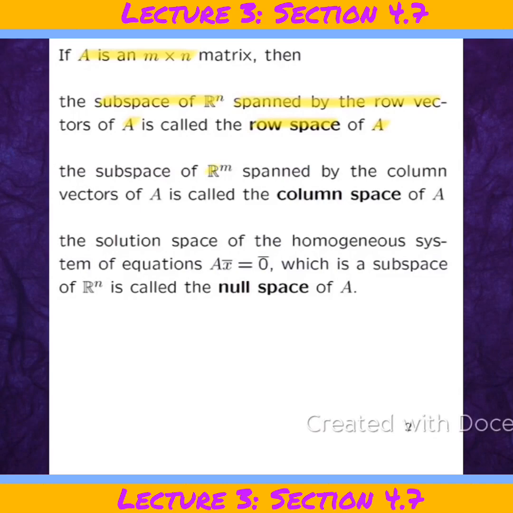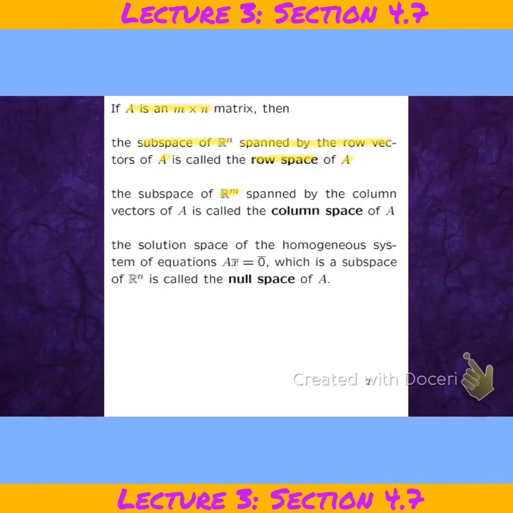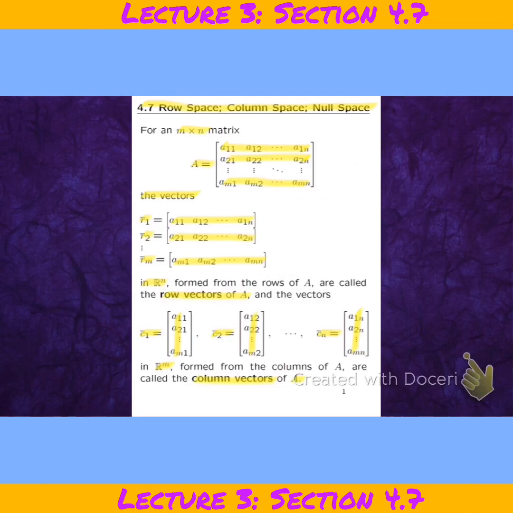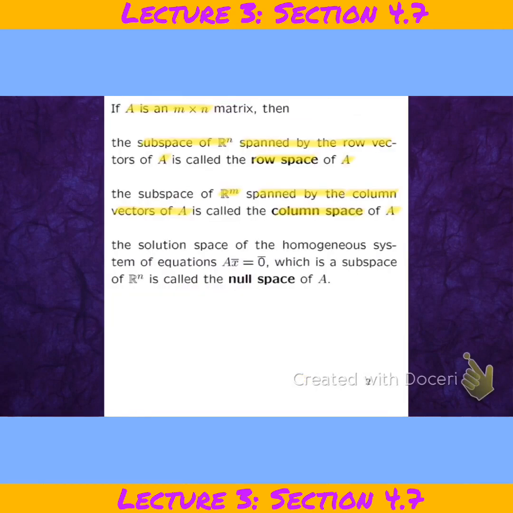And in the subspace Rm, the space spanned by the column vectors of A is called the column space of A. Going back again, if you look at these column vectors C1, C2 up until Cn, and you look at all possible linear combinations of these column vectors, that set is the space spanned by those column vectors, and we call that the column space of A.